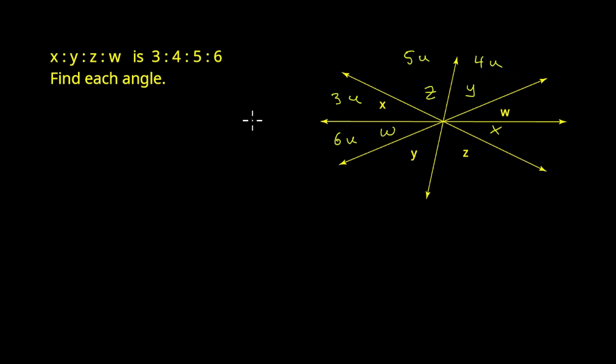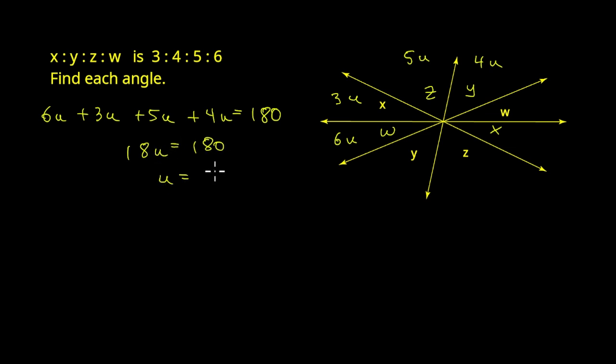So then all of these u's must equal 180. So 6u plus 3u plus 5u plus 4u equals 180. So 18u equals 180, u equals 10.